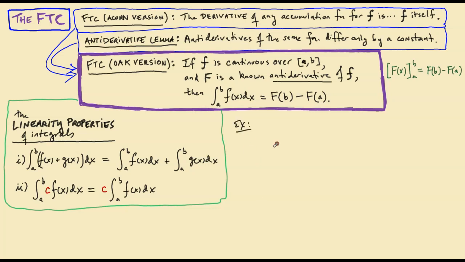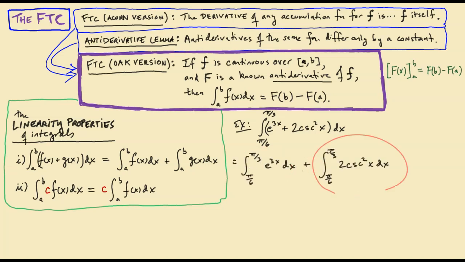So, suppose we want to integrate e to the 3x plus 2 cosecant squared x from pi over 6 to pi over 3. Well, if we wanted to do this the long, gory way, which you might if you want to break it into bite-sized pieces, we could proceed as follows. We recognize, oh, I've got the integral of a sum, so by the first linearity property, I can break that into the sum of two separate integrals. In other words, we're going to integrate this guy term by term.